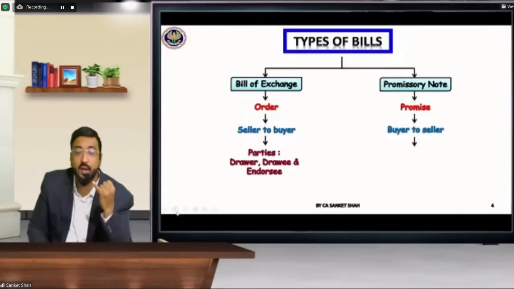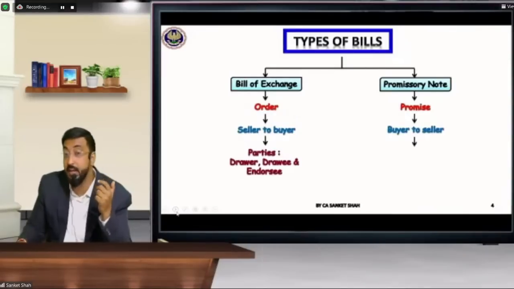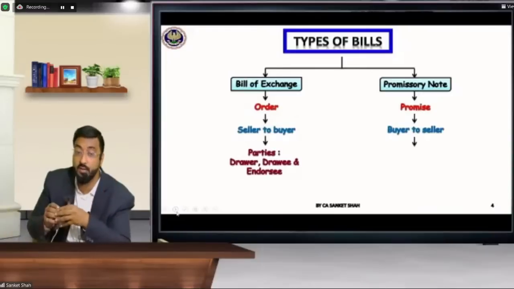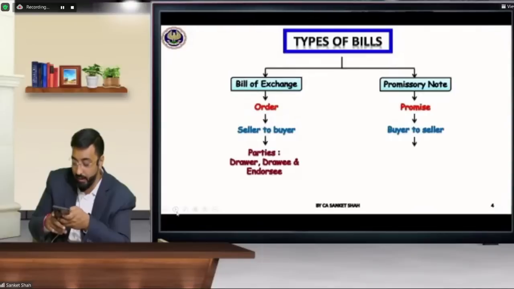So tell me in the comment section. Fast, be interactive. Okay. So drawer is, yes, beta. Who is drawer? Drawer is a seller or buyer? Yes, tell me in the comment section. Who orders? Drawer means who orders. कैसे याद रखना है? जो order देता है वो drawer होता है. जो drawer होता है वो order देता है.